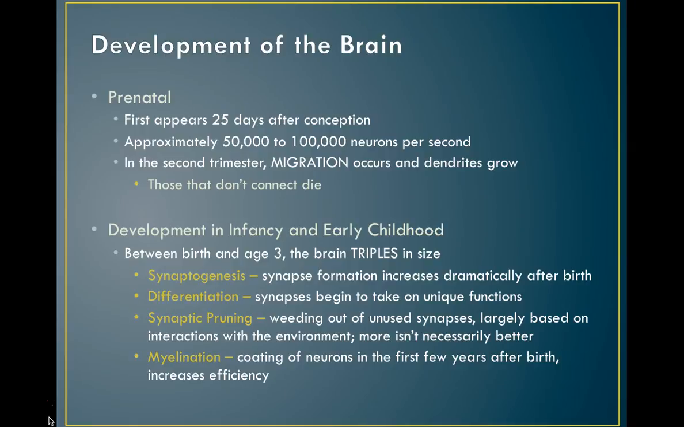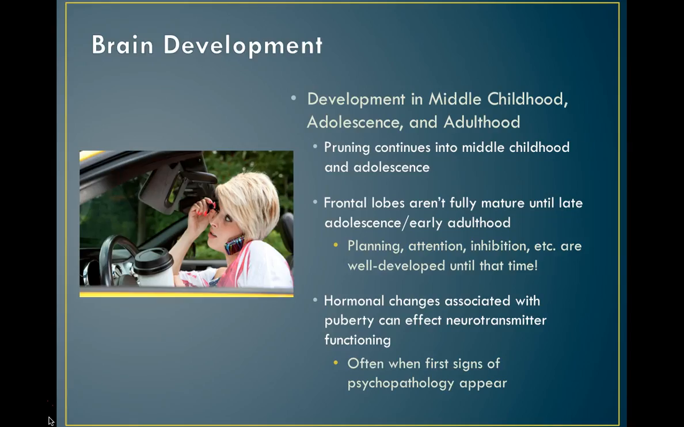Finally, myelination occurs, and this is where those neurons get that fatty coating along the axon that helps to make the action potential, that communication down the neuron, down the cell, more efficient. And this is, again, within the first few years after birth. As we age into middle childhood, adolescence, and even into adulthood, pruning continues. I've already mentioned that the frontal lobes aren't fully mature until late adolescence or early adulthood.